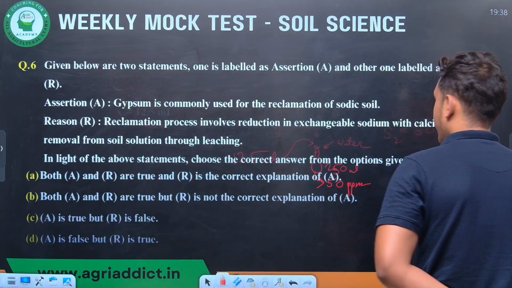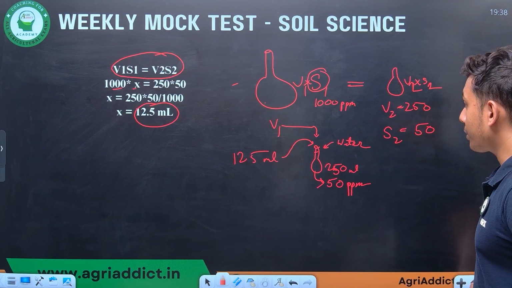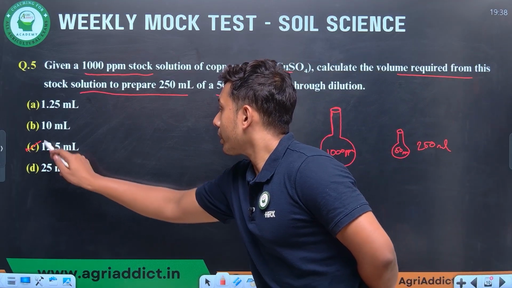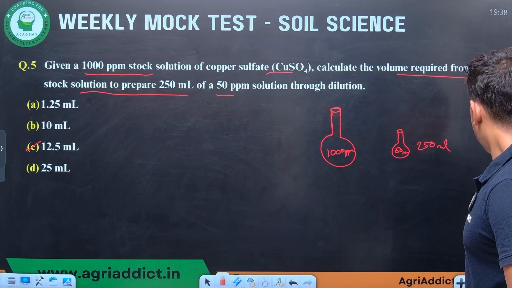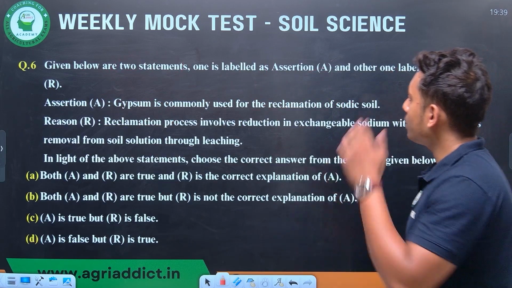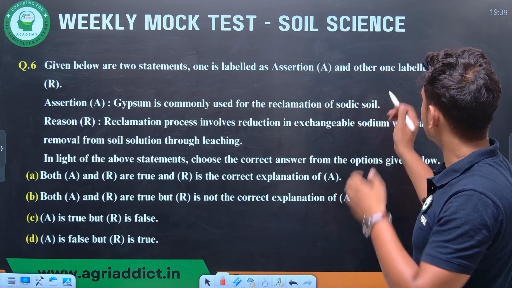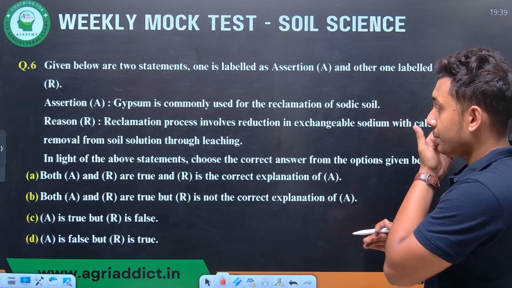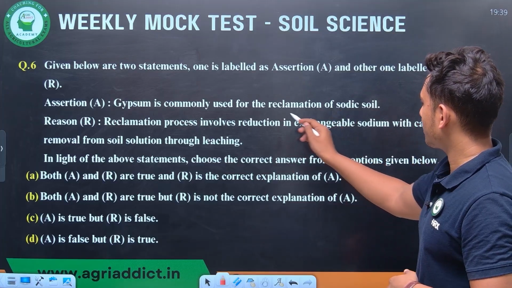So come to the next question. So the option will be 12.5. Okay, so now the next question. Given below are two statements, one is labeled as assertion and another is reasoning. Gypsum is commonly used for the reclamation of sodic soil.